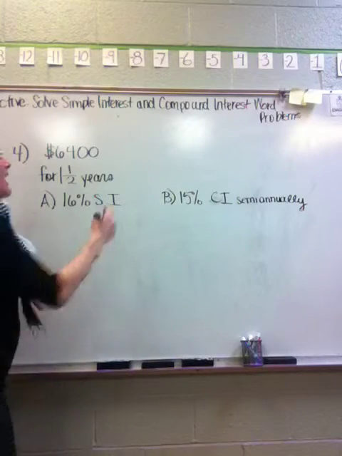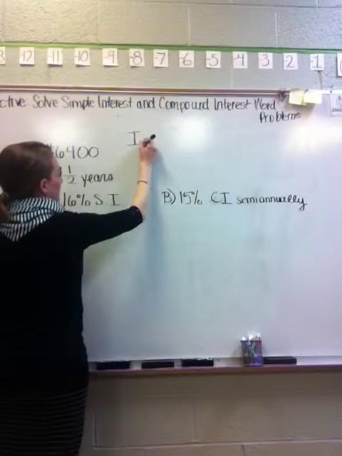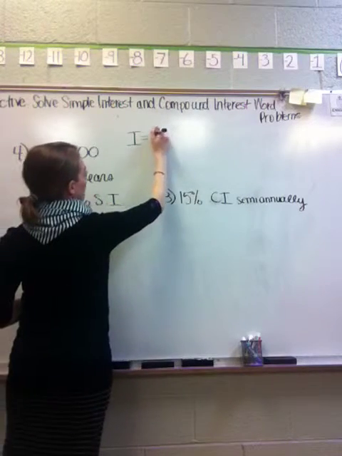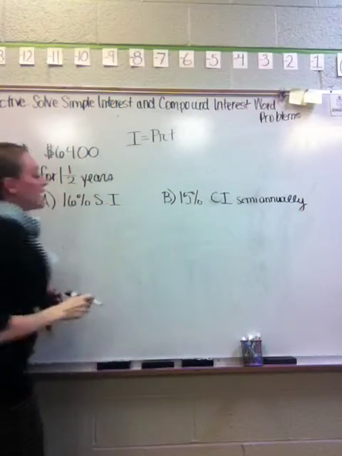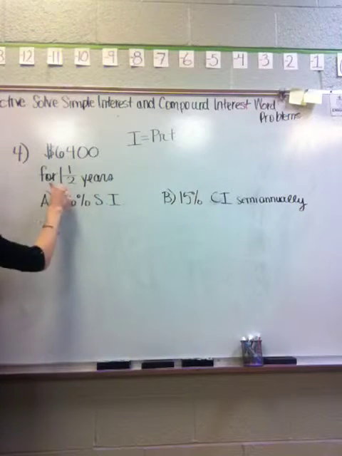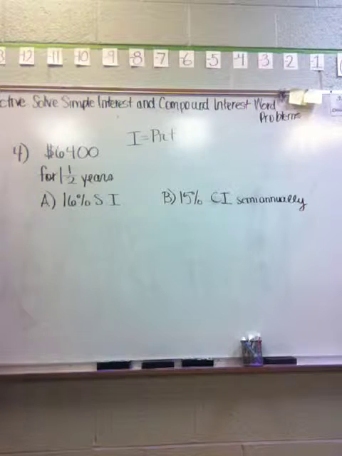All right, let's go ahead. My interest equation is what? I equals PRT. All right, go. Do both. Remember, I've got 1.5 years. When you're doing semi-annual, for 1.5 years, how many snowballs are you going to have? 3.